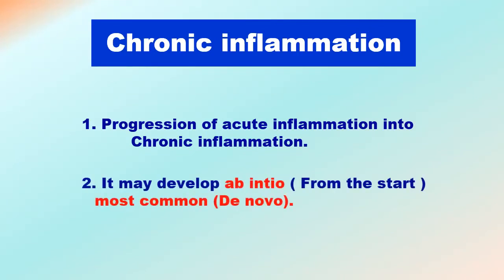How does chronic inflammation arise? Means the origin of chronic inflammation. Chronic inflammation may arise either from the progression of acute inflammation into chronic inflammation due to the persistence of the causative agent, or chronic inflammation may arise ab initio or de novo, means from the start it is chronic inflammation, which is the most common.